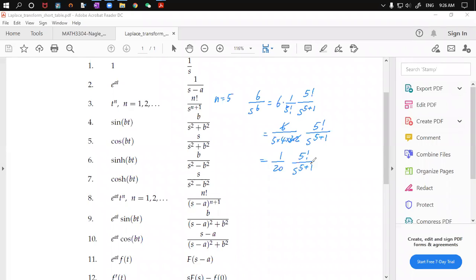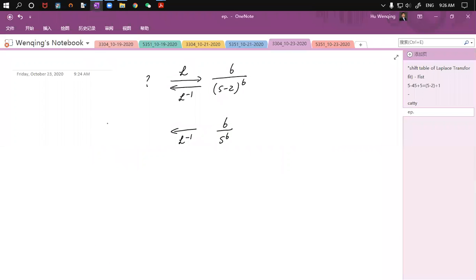Is that good, family? So by the linearity of the inverse Laplace transform, the inverse Laplace transform is given by 1 over 20 t to the power of 5. So that means this one is actually 1 over 20 t to the power of 5. Of course, you can do all these calculations on your exam paper, so you can just show the grader that you understand how to do it.